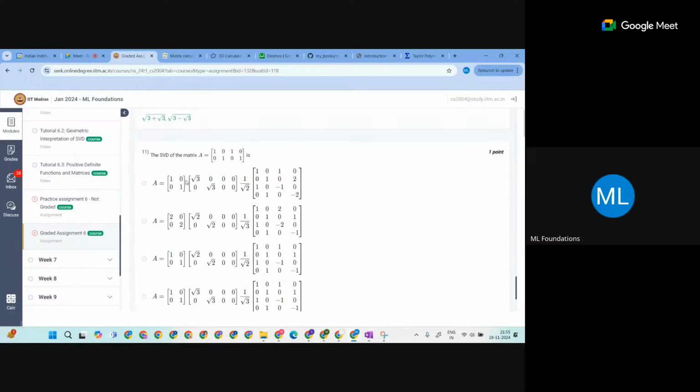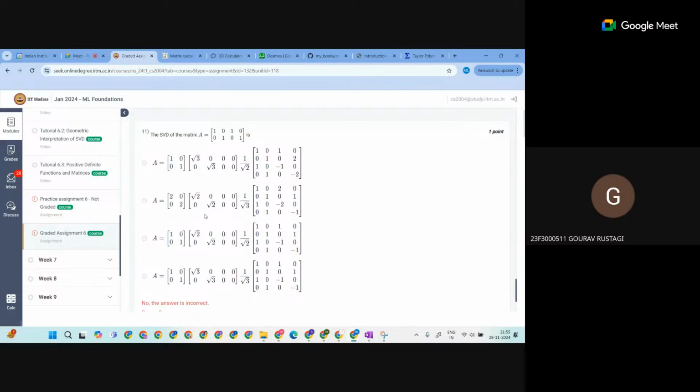This one, SVD. What is it here? Sir, I'm not able to solve this one. For 4 by 4, nothing has been done. 2 by 2 is okay. For 2 by 2 we can easily take out Q1, we can take out Q2, sigma also, no problem. But for 4 by 4, I'm not able to solve at all.